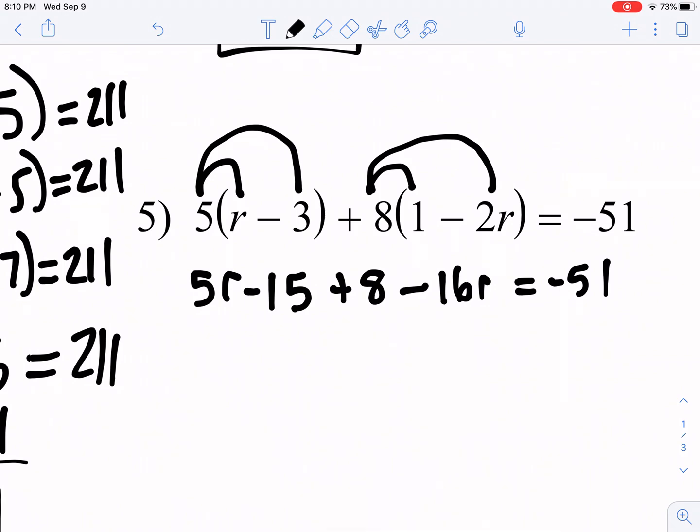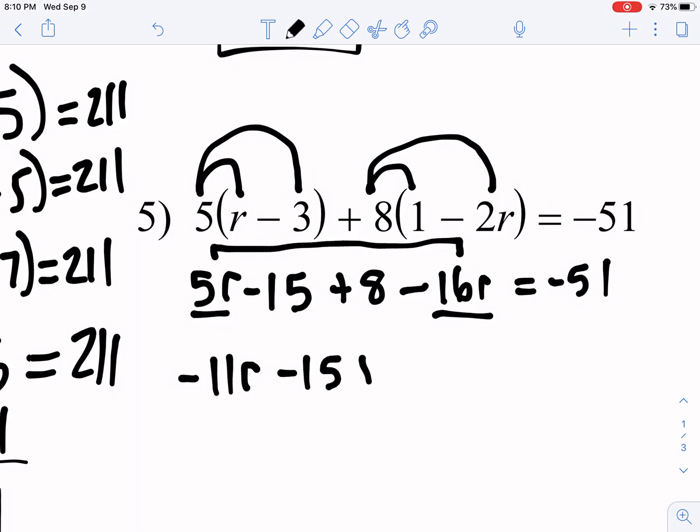Okay, so step number 1, apply the distributive property. Step number 2, combine like terms. Notice I can put my r's together. They have a different sign. One is positive, one is negative. What do you do with different signs? Subtract and keep the sign of the larger. 16 minus 5, what do we get? 11. 16 is bigger and it's negative, so I get a negative 11r when I combine those two together.